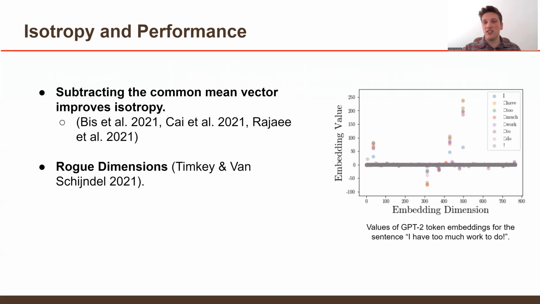We also know that these contextualized embedding models have these rogue dimensions that deviate really far from 0. So we have a few dimensions in space that deviate from the origin and have high means, which is why the average random cosine similarity is equal to 1.